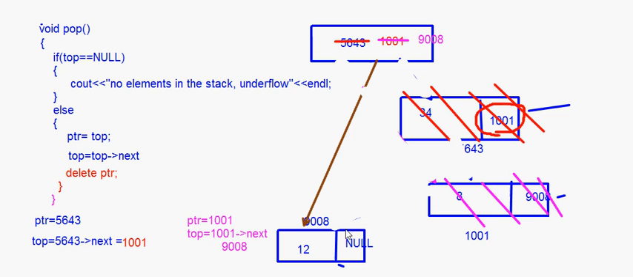Like this it will continue. When it comes to the last node, top will become equal to null. So next time if you call the pop function, if top is equal to null, it will say no elements in the stack, right? So this will continue until there are elements in the stack, it will be deleted, right? So this is how the pop function works. So we have seen how to push elements into the linked stack in our previous session, and in this session we have seen how to pop elements from the linked stack. So with that I end this session.